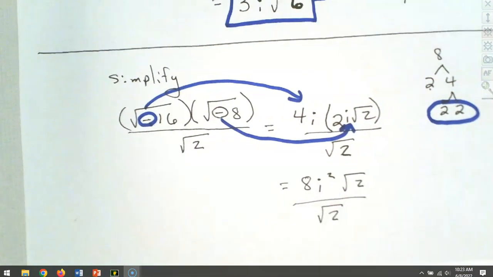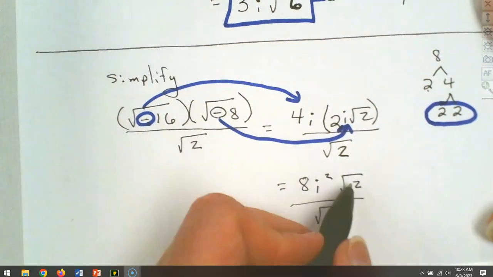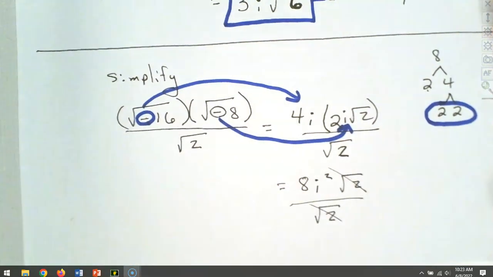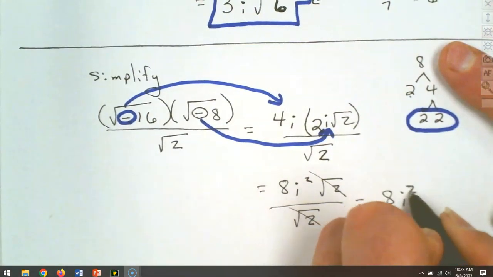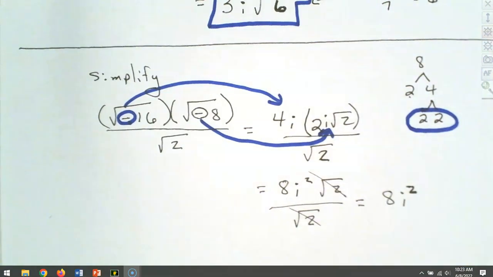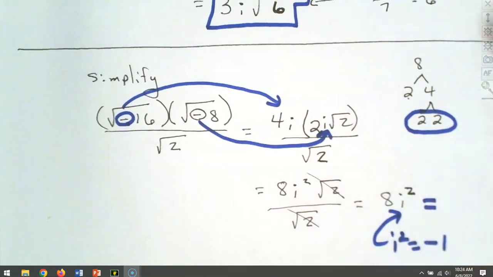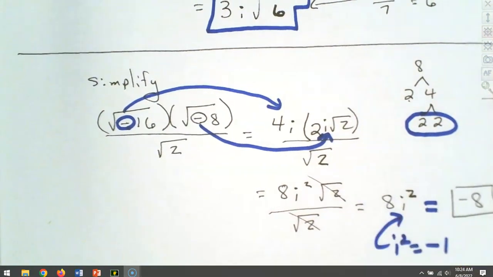Squared. Now, just like an x, what do you notice on the top and the bottom of this fraction? Just like an x over x, they could cancel, right? So in this case, the square root of 2 and the square root of 2 down below, those can cancel. So that's going to now leave you with 8i squared. And from our previous definition, what do we know about i squared? Yep, i squared is a negative 1. So that means that this piece is going to come out to be negative 8 for your final answer.